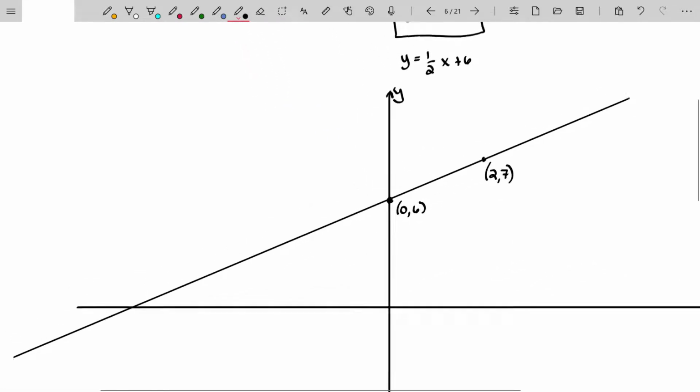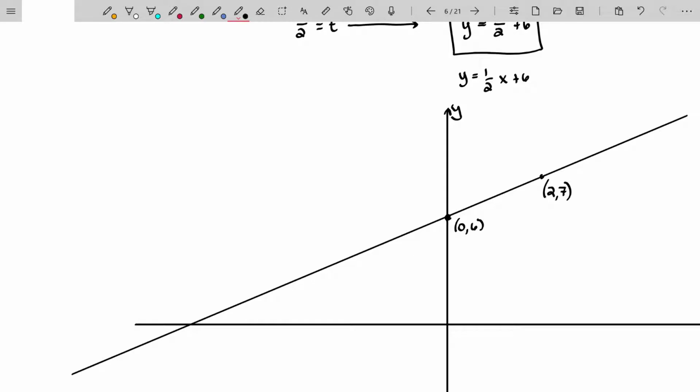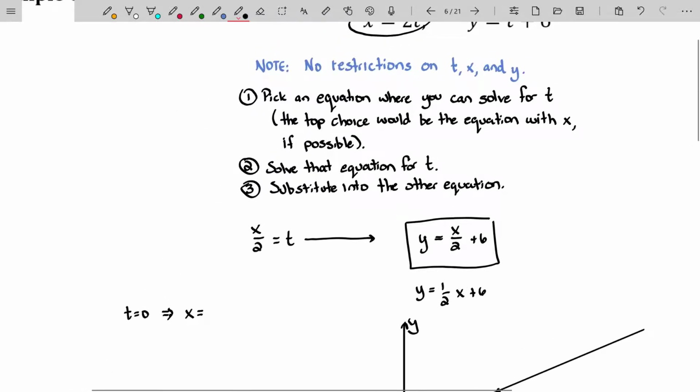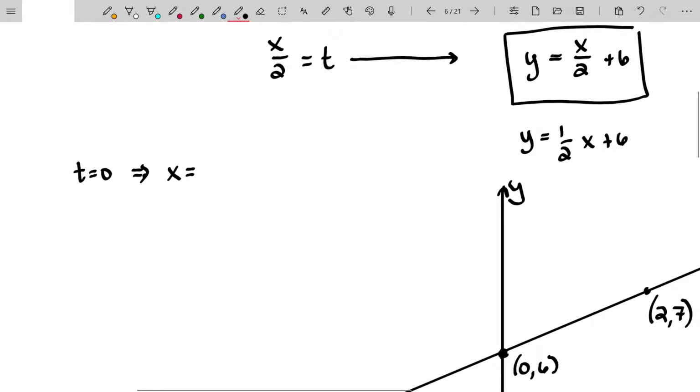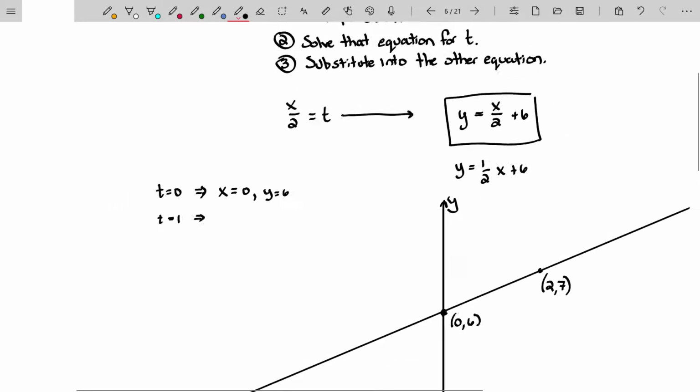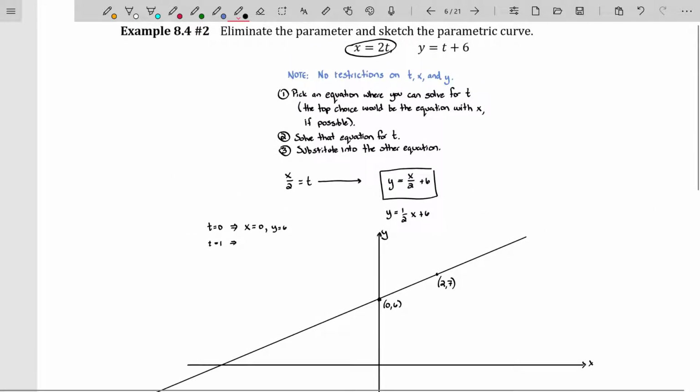So it is important to indicate the path of travel. We're going to go ahead and just allow t to be 0. That would imply that x would be 0 and y would be 6. Now, I do want to tell you that this is not the same thing as plotting points. We're just trying to figure out what is the path of travel.